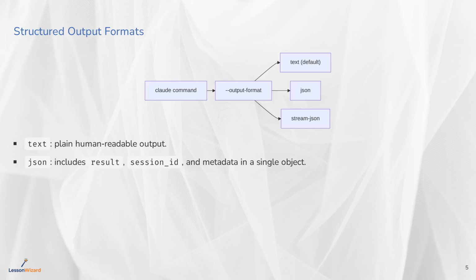Claude can emit its answer in 3 distinct formats. The default text is great for quick reads, but when you need machine-readable data, JSON packs the answer together with useful metadata like usage stats. Stream-JSON goes a step further, streaming each line as JSON for real-time processing. Visualizing the options helps you pick the right format for your automation needs.